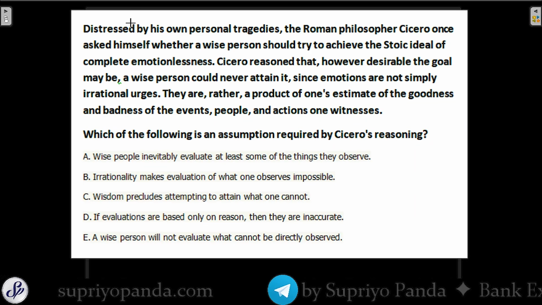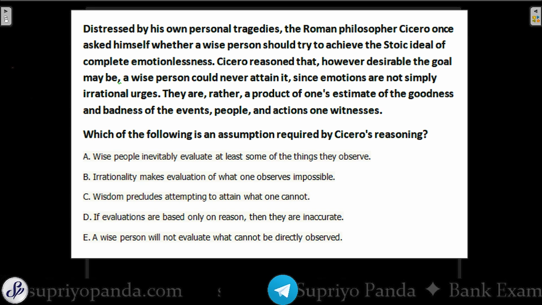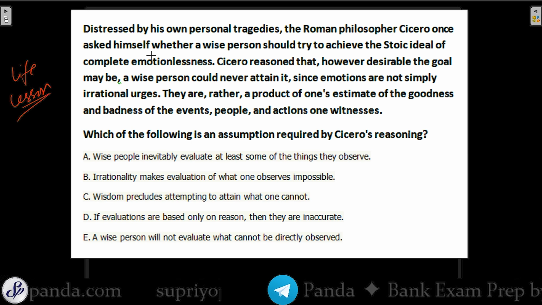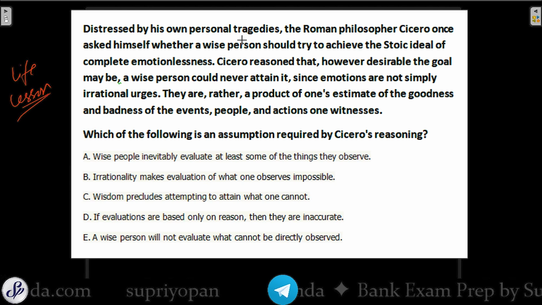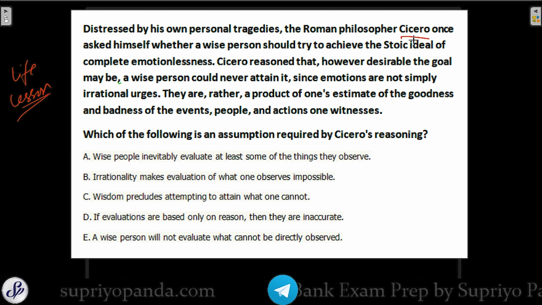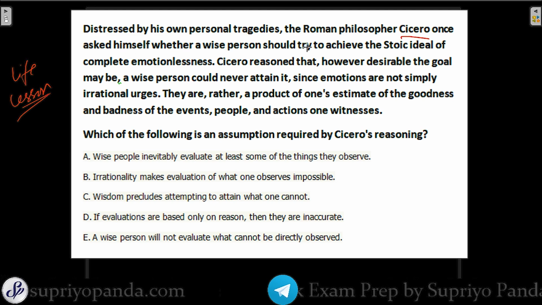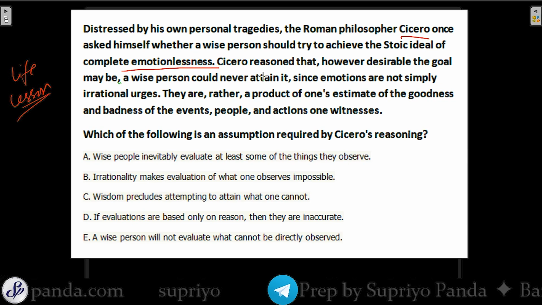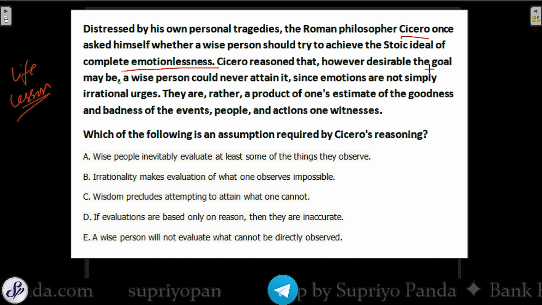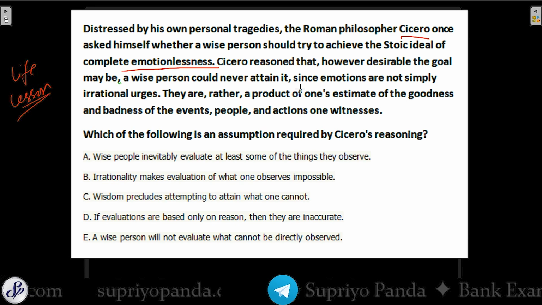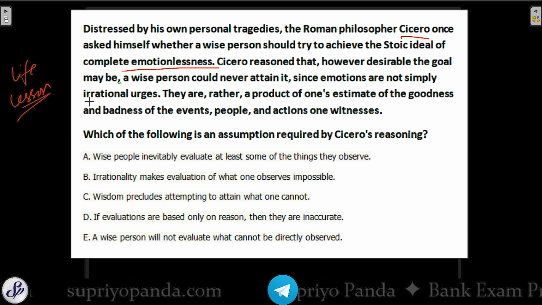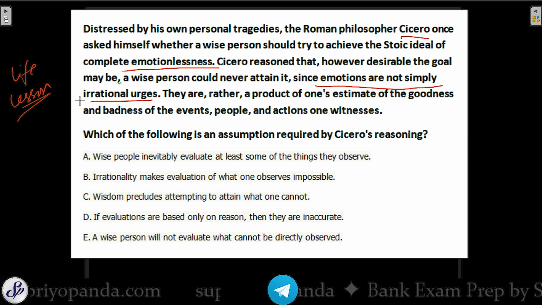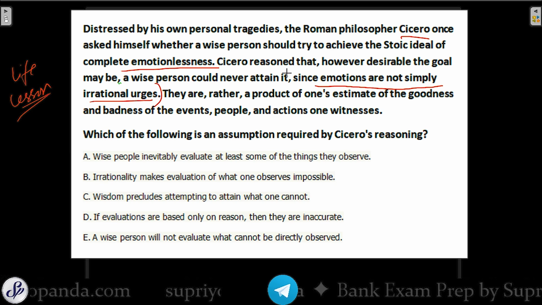Okay, so this question is also quite interesting, and I feel like this question actually has a life lesson as well. Anyhow, let's first solve this question. Distressed by his own personal tragedies, the Roman philosopher Cicero once asked himself whether a wise person should try to achieve the Stoic ideal of complete emotionlessness. Cicero reasoned that however desirable the goal may be, a wise person could never attain it, since emotions are not simply irrational urges. Okay, so it is not an irrational urge but something rational, right?